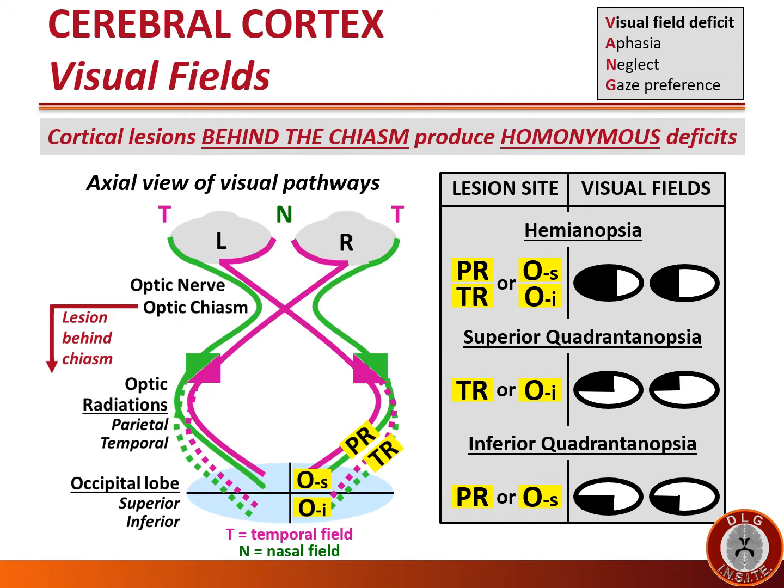When a lesion is in the temporal radiation inferior to the parietal lobe, you have a superior quadrantanopsia on the other side, and the inferior occiput on that side would give you the same superior quadrantanopsia. And when you have a lesion in the parietal radiation, which is superior to the temporal lobe, you have an inferior quadrantanopsia. And likewise, a superior occipital lesion would give you an inferior quadrantanopsia on the other side.